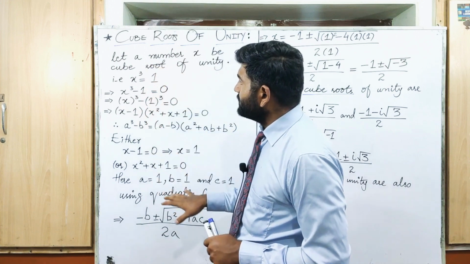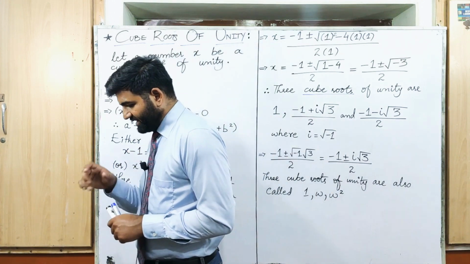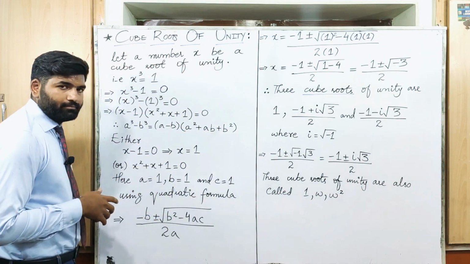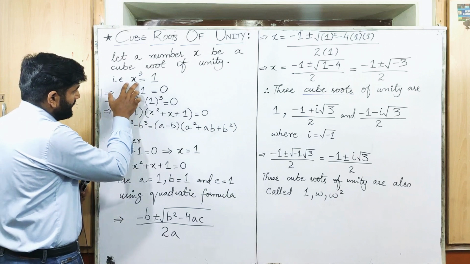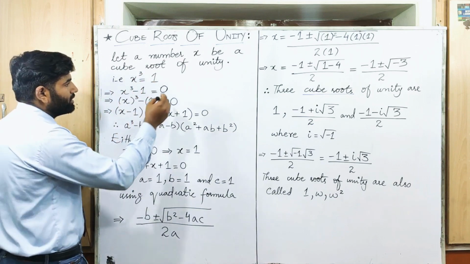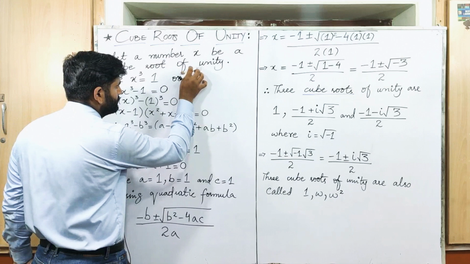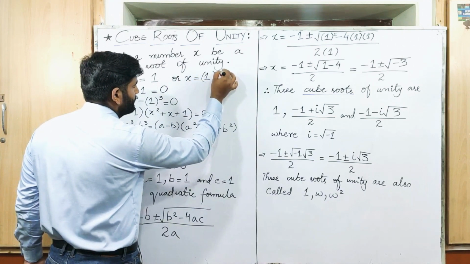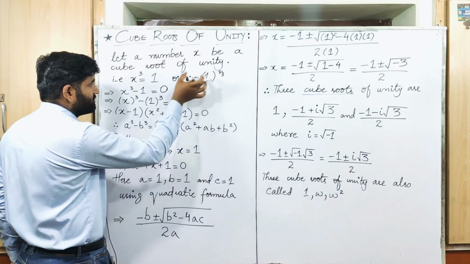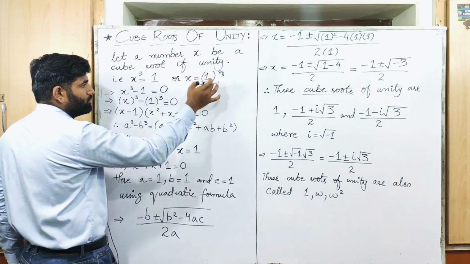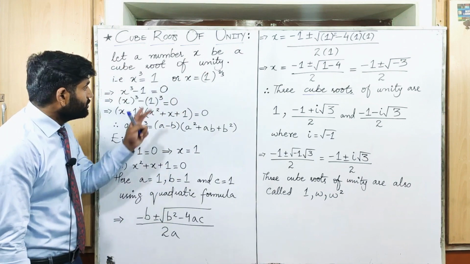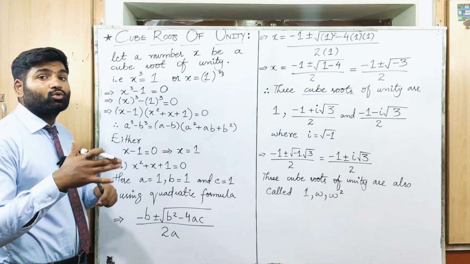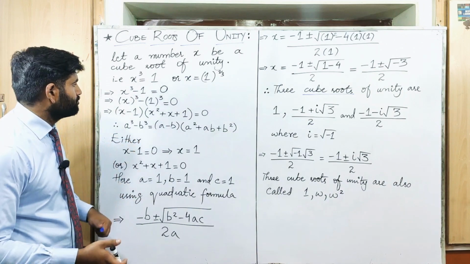So starting the topic, let a number x be a cube root of unity. So we say that x cube is equal to 1, or initially we can say that x is equal to 1 to the power 1 over 3, and when we cube both sides, x cube will be equal to 1. Now we will solve this and find the roots for the cube of 1.